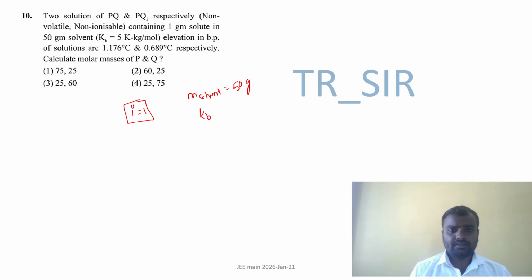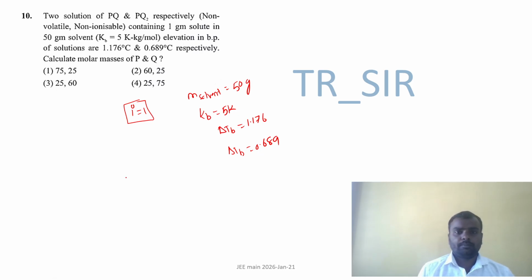And Kb, how much is given? 5 Kelvin. Then they gave the elevation in boiling point of the solution. They gave del TB is equal to 1.176. Another one also they gave, 0.689. They're asking what is the molecular mass of P and Q. Mass of solute will be same. Mass of solvent will be same. We need to find out the molecular mass.